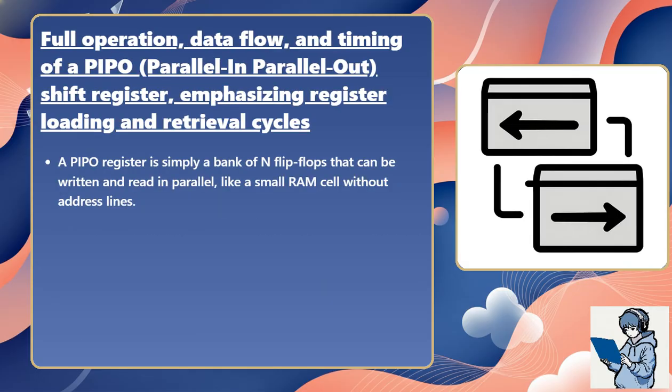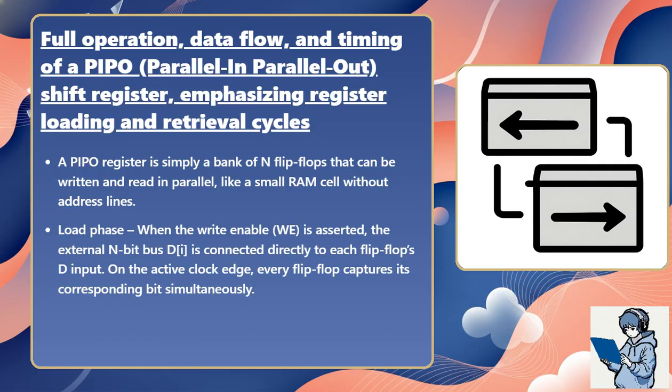A PIPO register is simply a bank of n flip-flops that can be written and read in parallel, like a small RAM cell without address lines. Load phase: when the write enable WE is asserted, the external n-bit bus D sub I is connected directly to each flip-flop's D input. On the active clock edge, every flip-flop captures its corresponding bit simultaneously.